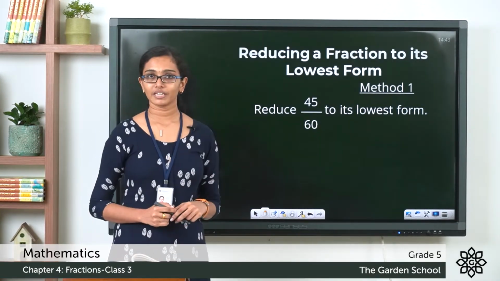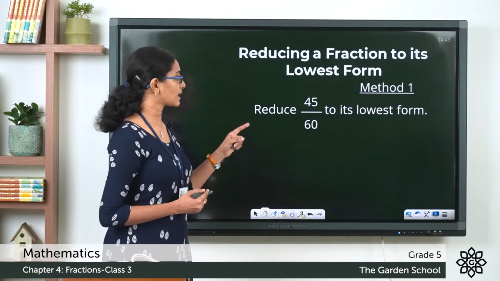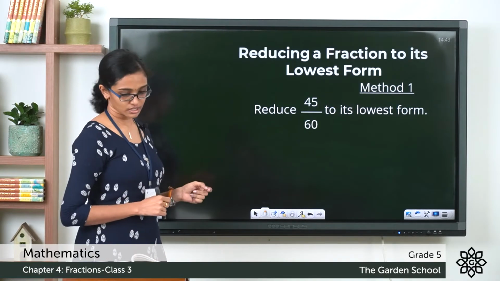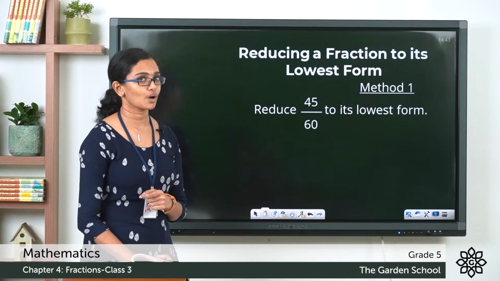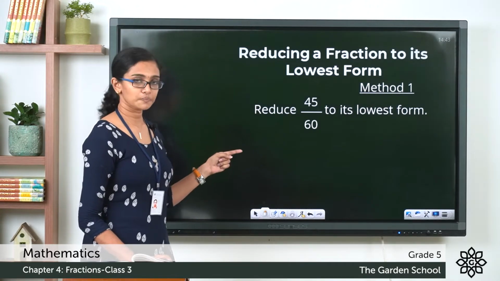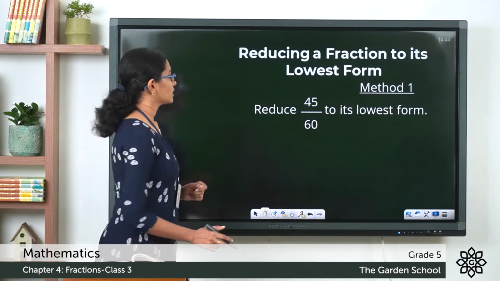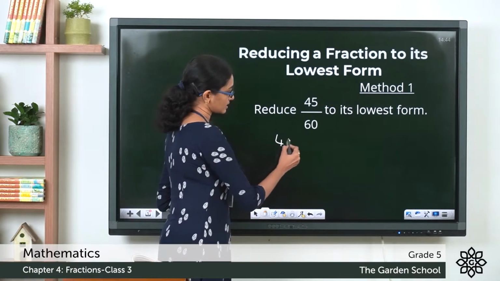Look at this example given here. Reduce the fraction 45 by 60 to its lowest form. So we have the fraction 45 by 60. We are asked to find out the lowest form. So with the first method, let's see how we can reduce it to the lowest form. Now look at these numbers, 45 and 60.